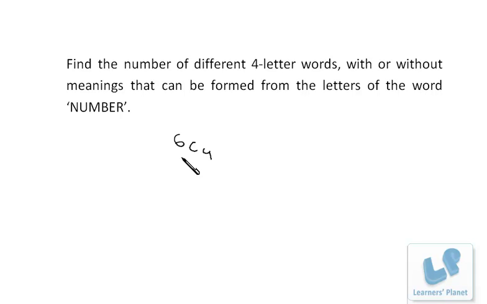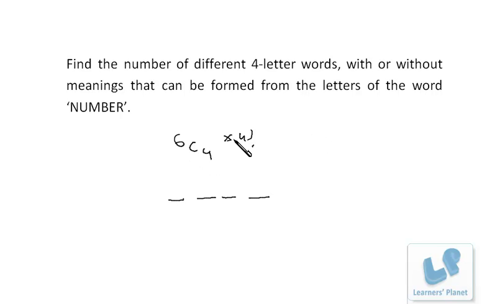Now to make different words, these 4 selected alphabets can be arranged in various manners, right? So 4 alphabets can be arranged in 4 factorial ways, right? It's selection, then after selection we are making the arrangement, right? So selection, then arrangement. So now we can solve this: 6C4 into 4 factorial.